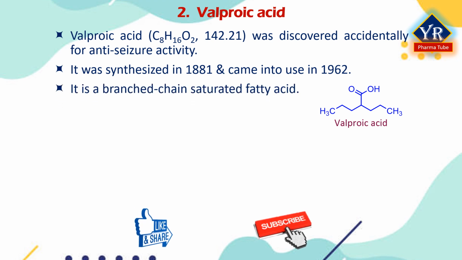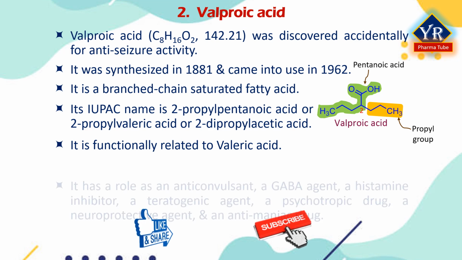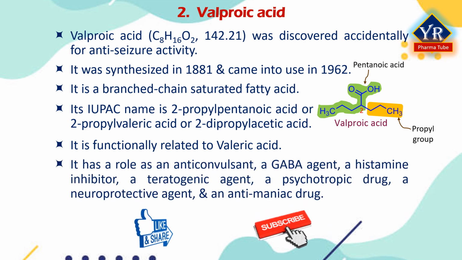It is a short branched chain saturated fatty acid or carboxylic acid that comprises of a propyl substituent on a pentanoic acid stem. Its IUPAC name is 2-propyl pentanoic acid or 2-propyl valeric acid or 2-dipropyl acetic acid. It is functionally related to a valeric acid and it is a conjugate acid of valproate. It has a role as an anticonvulsant, a GABA agent, a histamine inhibitor, a teratogenic agent, a psychotropic drug, a neuroprotective agent, and an antimaniac drug.